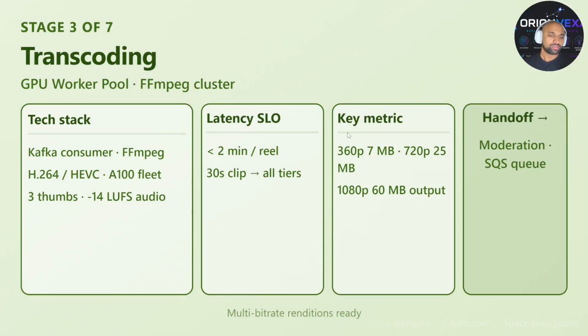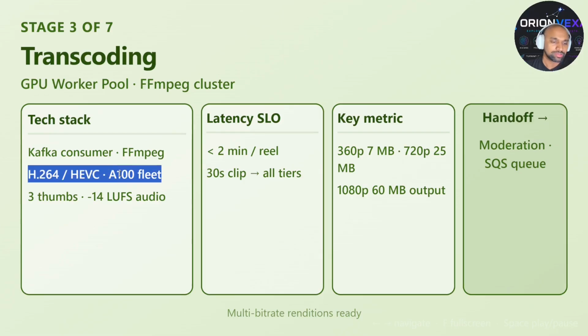Here the consumer group comes into the picture, and the tool is FFmpeg, and we are using GPUs to transcode the incoming data. The latency is less than 2 minutes per reel, that is, a 30-second clip will be generated. For all tiers, we have a 3-tier system. One is for transcoding into 360, 720 and 1080 pixel.